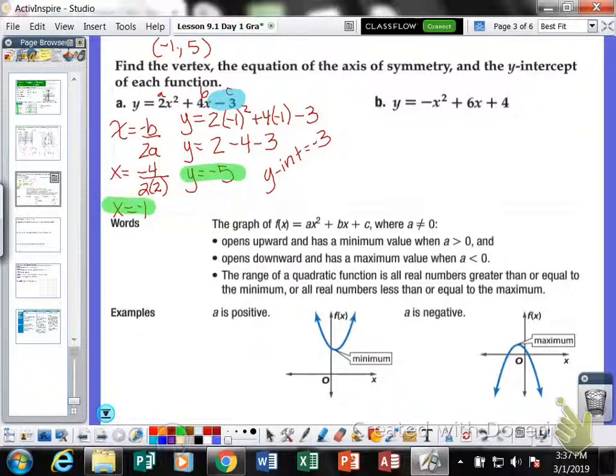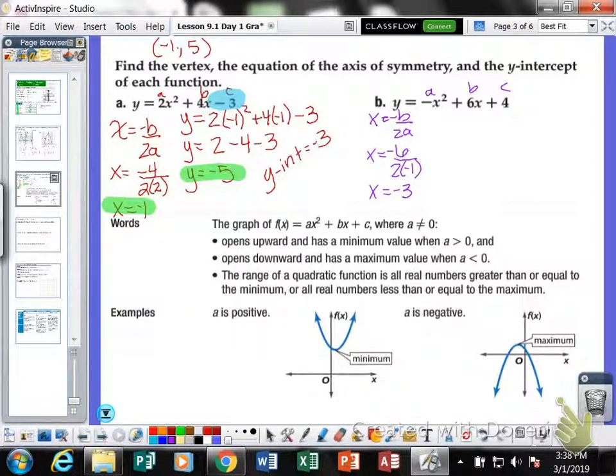In B, we have x equals -b over 2a. So this is my a. There's a 1 in front of that, a b, and a c. So x equals -6 over 2 times -1. X equals -3. So there's my equation.